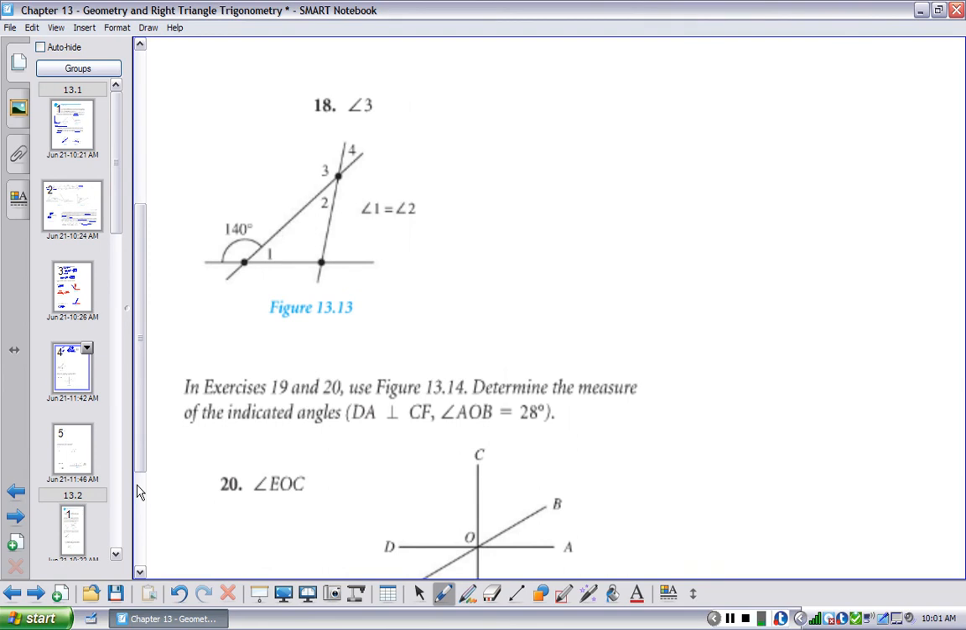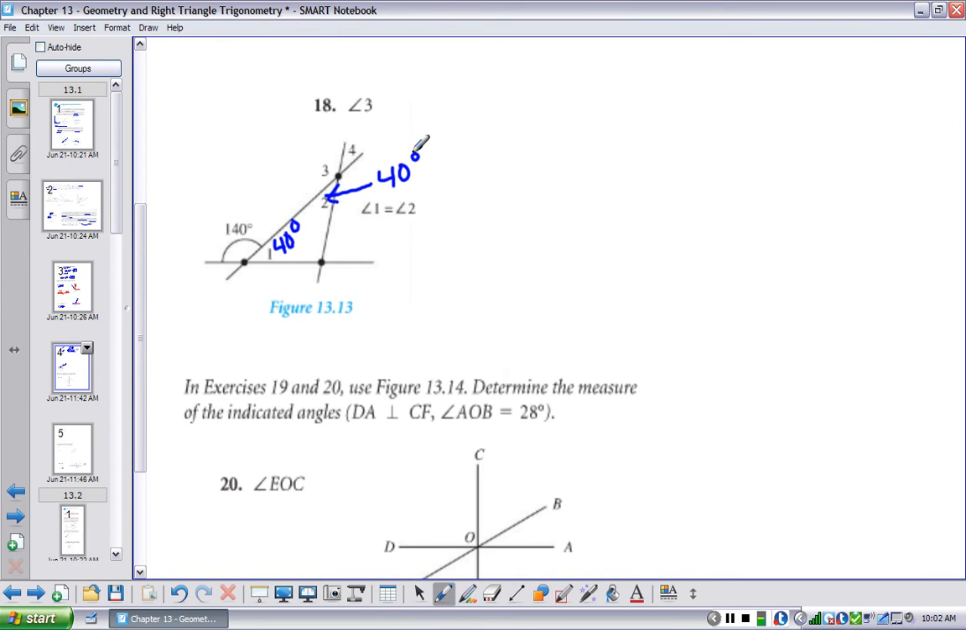Number 18. Number 18, they tell us angle 1 and angle 2 are equal. And we know that this angle here is 140. Well, this angle that's 140, and if you add angle 1 to that, that is a straight angle. So we can find angle 1 because what? Straight angles have a sum of 180 degrees. So angle 1 is 40, which makes angle 2 40 degrees as well.